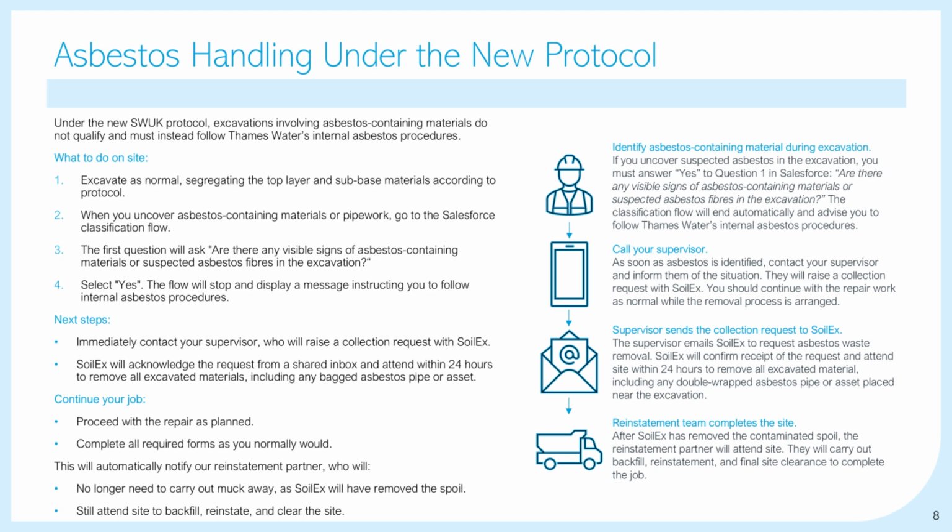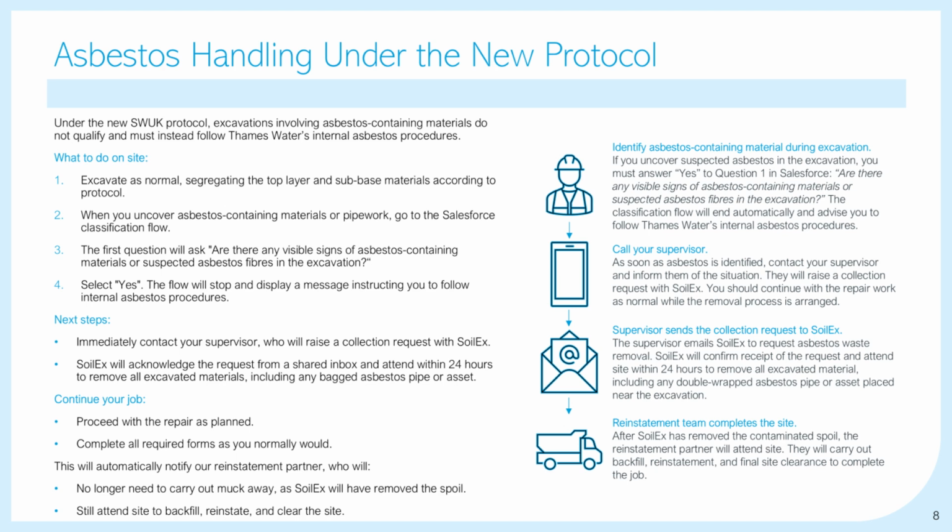Once you've done this, you can complete your repair and fill out any required forms, but do not carry out further classification. SWUK aim to attend within 24 hours to collect all asbestos-affected material. This includes the bagged assets and any contaminated spoil left in the excavation. After the collection, the reinstatement team will be notified so they can backfill, reinstate, and clear the site.